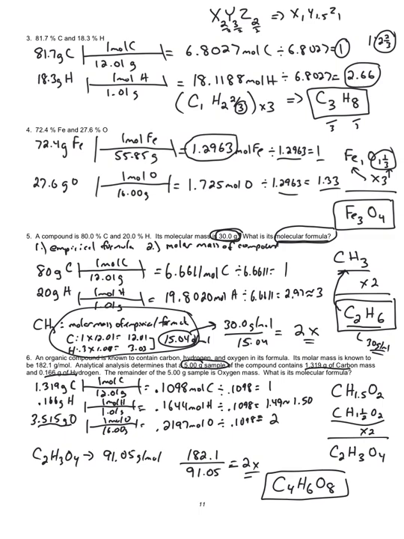Very often I start to see students want to put 5 down here, but we don't. The 5 is just to allow us to figure out that all of the masses of the elements should add up to 5 if it's a 5-gram sample.